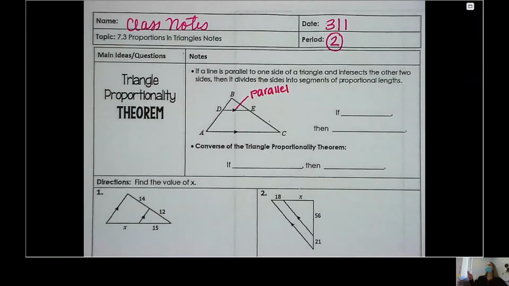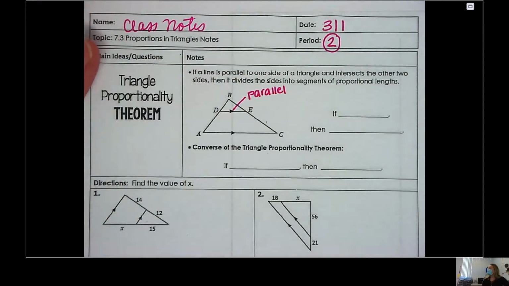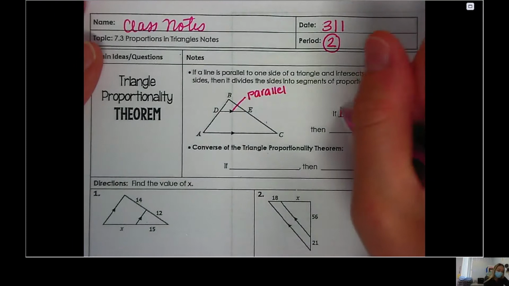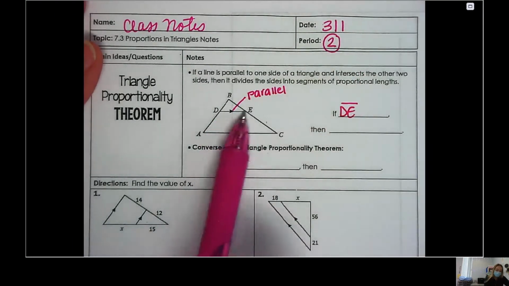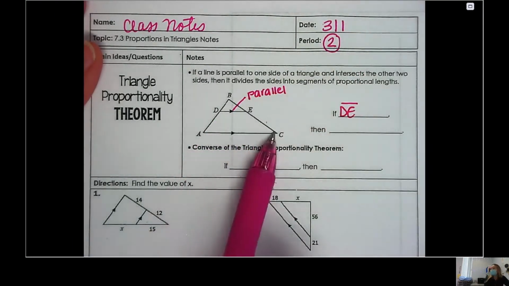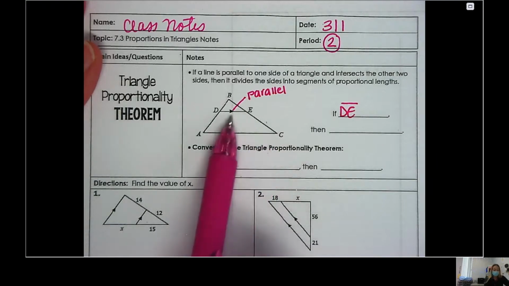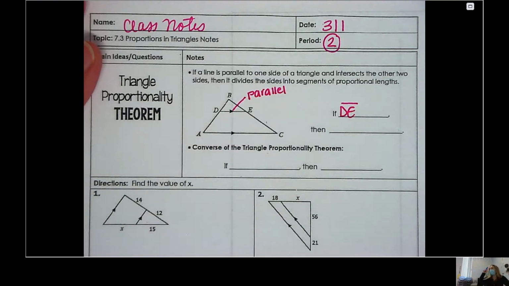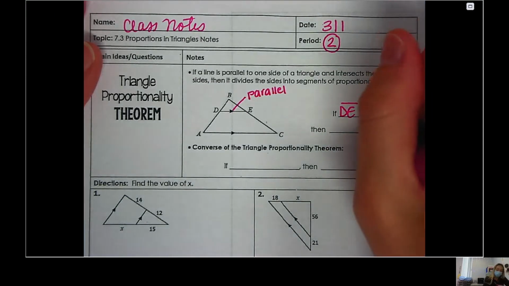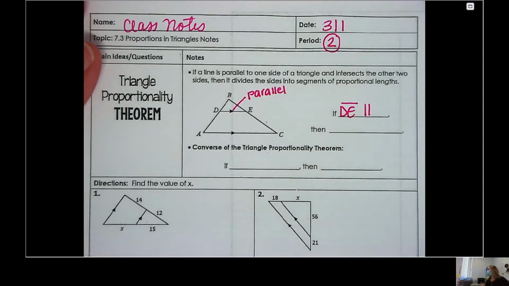If there are parallel lines in the triangle, then I can write a proportion or a fraction for the two sides of the triangle, and they should be equal to each other. So if DE is parallel to this piece, what's the symbol for parallel? Arrows on the picture. How do I write parallel without writing the word? Just two straight lines. They literally look parallel.